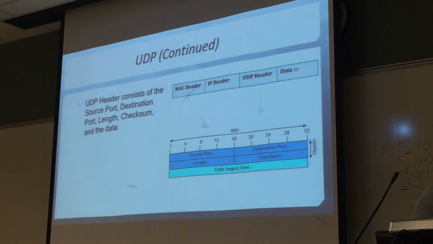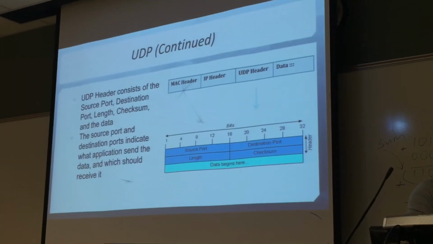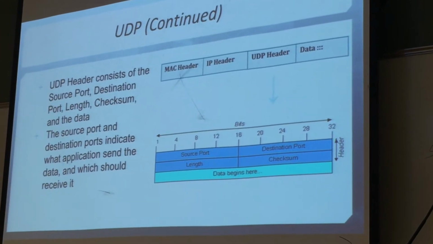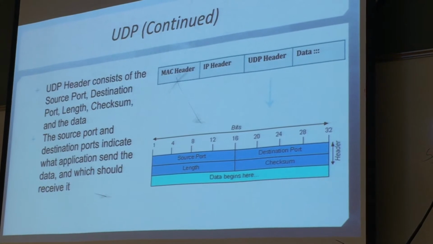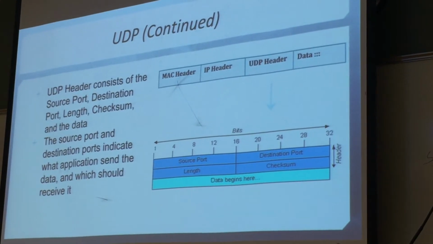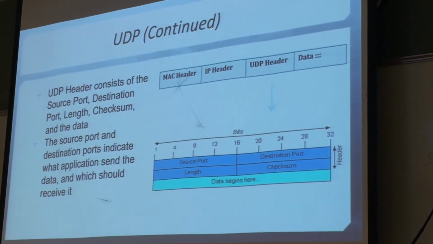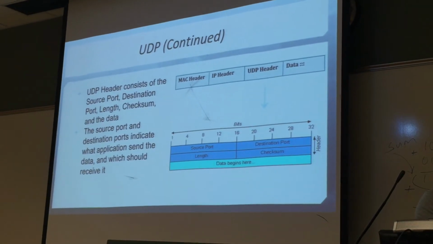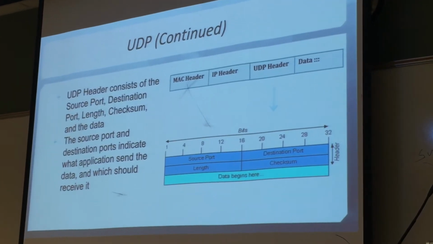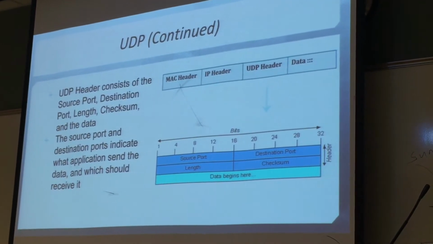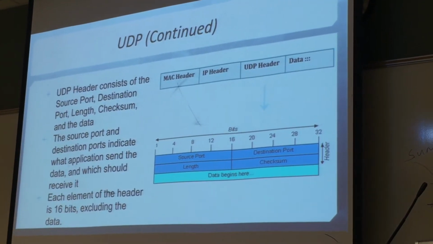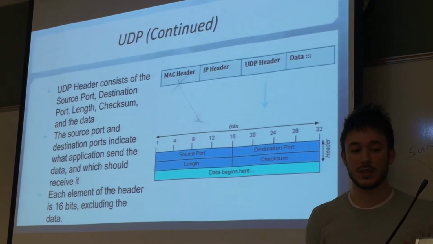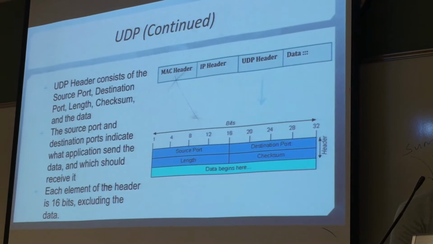Okay, so here's an example of not only how the packets are nested, but also an example of a UDP header. You'll see that the source port is 16-bit, destination port is 16-bit, length 16-bit, checksum 16-bit, and then the data, 32 bits. The source port and the destination port indicate what application sends the data and which should receive it.